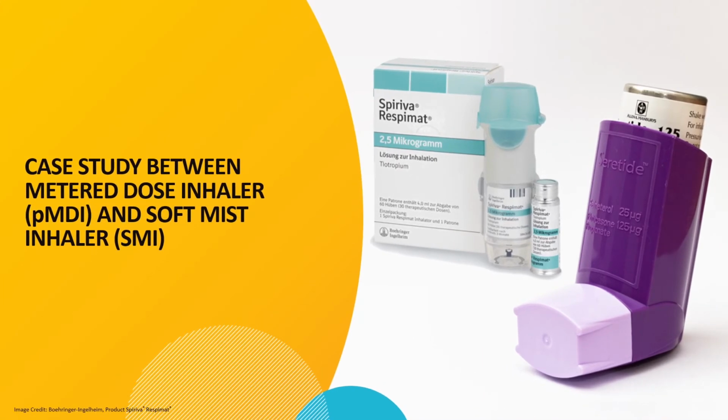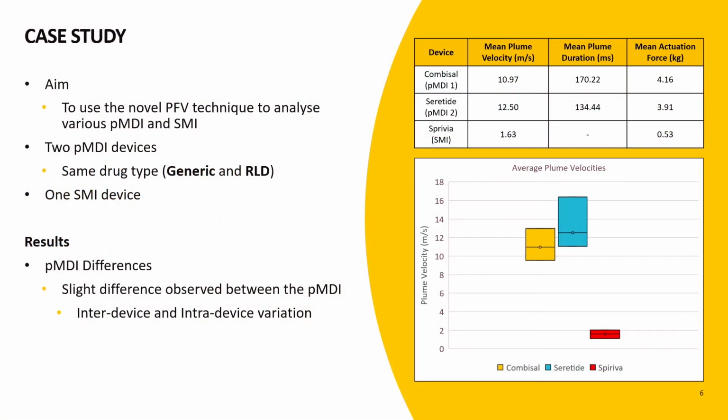Having looked at why and how we collect the data, let's look at the work that was performed at IM. The aim of this work performed was to use a novel technique of plume velocity to analyse various PMDIs and one SMI. Overall, 2 PMDIs of the same drug type were analysed that were a generic and reference device, along with one SMI. For each device type, 3 devices were analysed for 3 replicates per device, allowing mean plume velocity, plume duration, and actuation force to be measured. The PMDI results showed slight differences in these means between the 2 products, but are largely comparable.